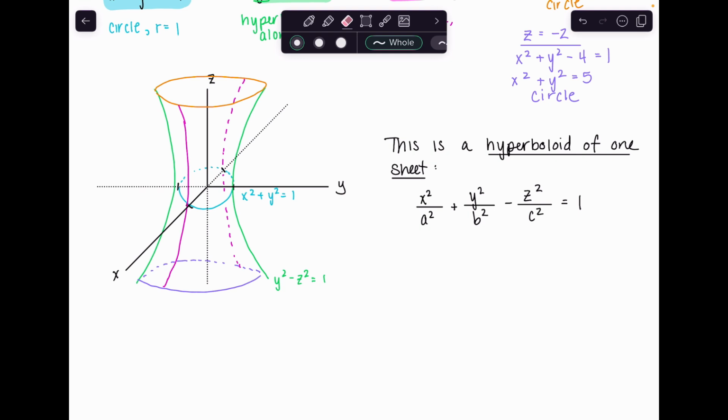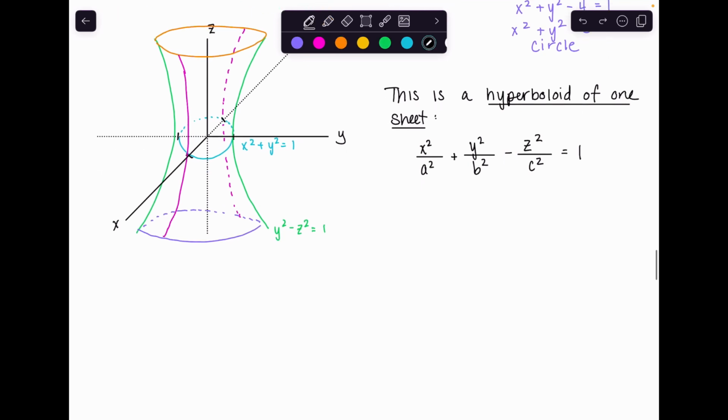Now let's do the hyperboloid of two sheets. And basically, you can think of, because this is one sheet, you had one negative sign. Two sheets, you're going to have two negative signs. So for our next figure, we're going to sketch z squared minus x squared minus y squared equals 1.